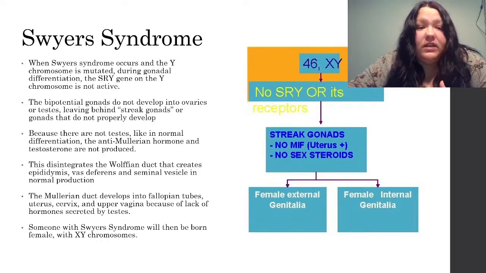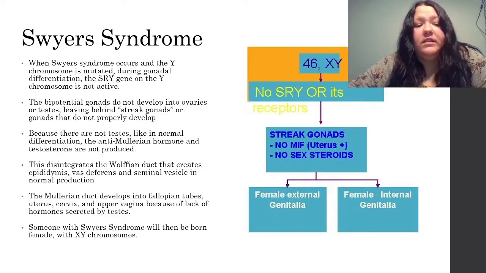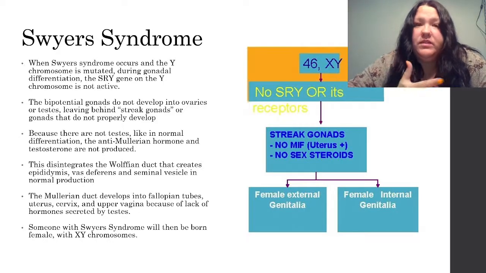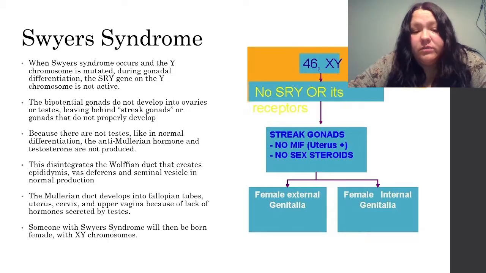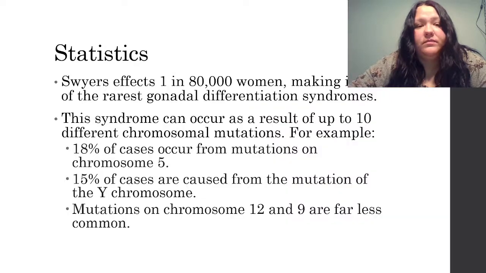Because there are no testes, like in normal male differentiation, the anti-Müllerian hormone and testosterone are not produced. They're not secreted. So this disintegrates the Wolffian duct that is usually associated with males, which usually creates the epididymis, the vas deferens, and the seminal vesicle. The Müllerian duct develops into the fallopian tubes, the uterus, the cervix, and the upper vagina because of the lack of hormones secreted by the testes. So someone with Swyer syndrome will be born female with XY chromosomes, with a lack of ovaries.